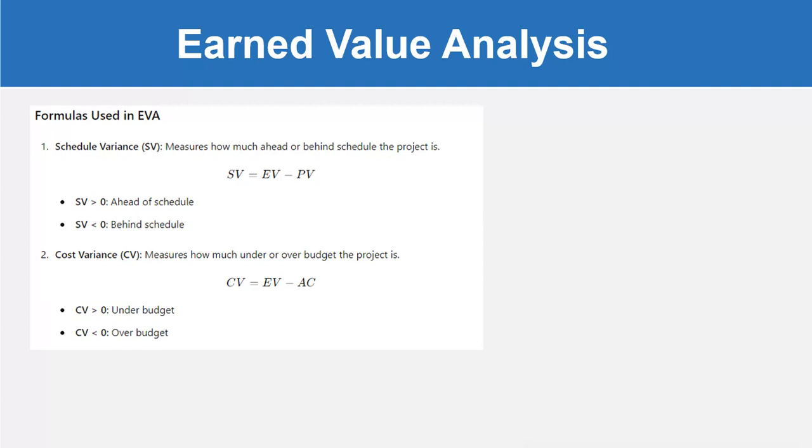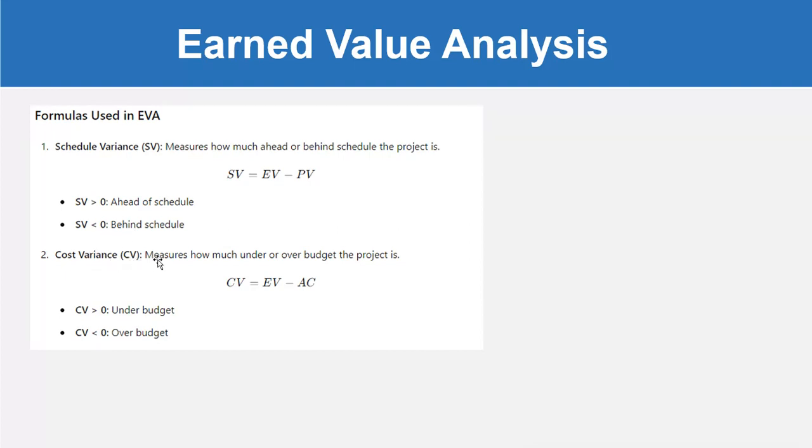First one is the schedule variance (SV), which measures how much ahead or behind schedule the project is. SV is equal to EV minus PV. That means schedule variance is equal to earned value minus planned value. If SV is greater than 0, that means you are ahead of schedule. If SV is less than 0, that means you are behind schedule.